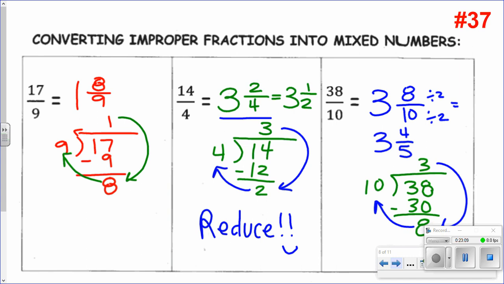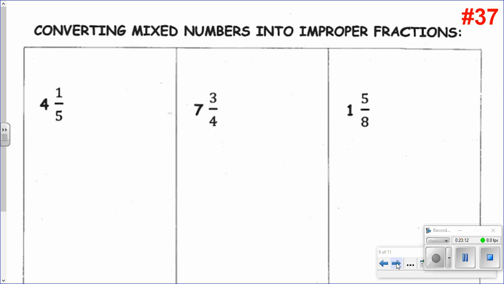Okay, so now let's go down to the bottom and let's take a mixed number and turn that into an improper fraction. Okay, so the first one over here, what we do is we take the denominator of 5 and we multiply it times the whole number of 4, and then we add the 1, and then we keep the denominator. So 4 times 5 is 20, and then 20 plus 1 is 21, and then we keep the denominator of 5. So you multiply these two numbers, and then you add the numerator, and that denominator stays. So 21 over 5.